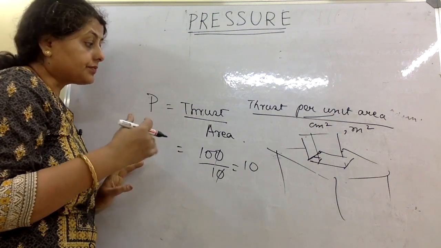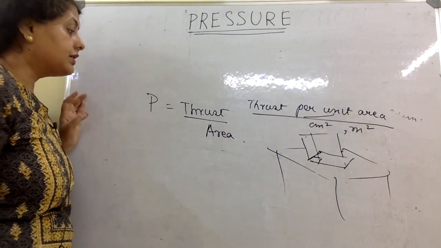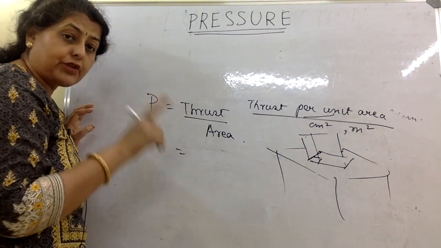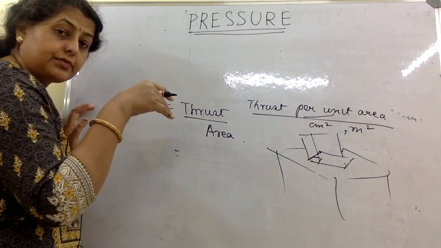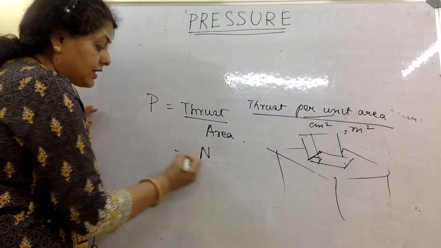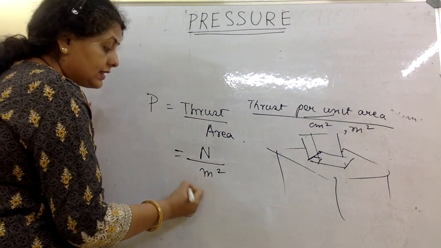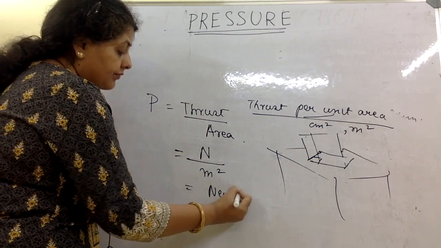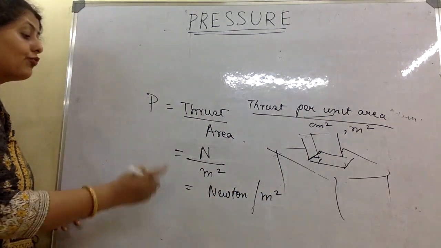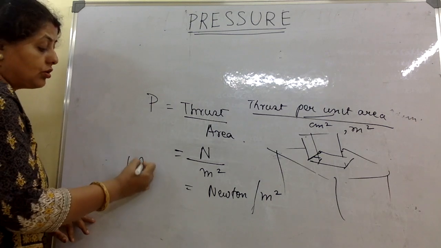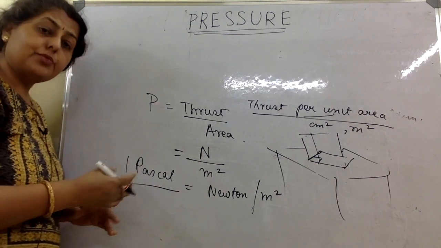Now what are the units of pressure? Let's talk about the units of pressure. Here thrust is nothing but a weight or a force, which we can write as Newton, and this is meter square. In SI I am talking about. Then it is Newton per meter square, which is one kind of unit, and 1 Newton per meter square is also called 1 Pascal. So this is called the SI unit of pressure.